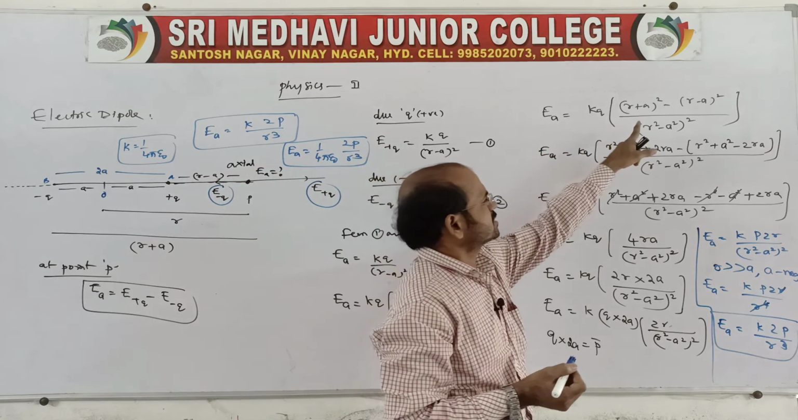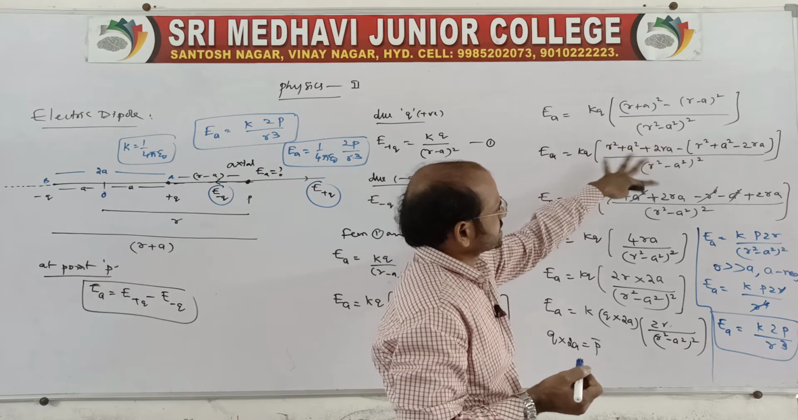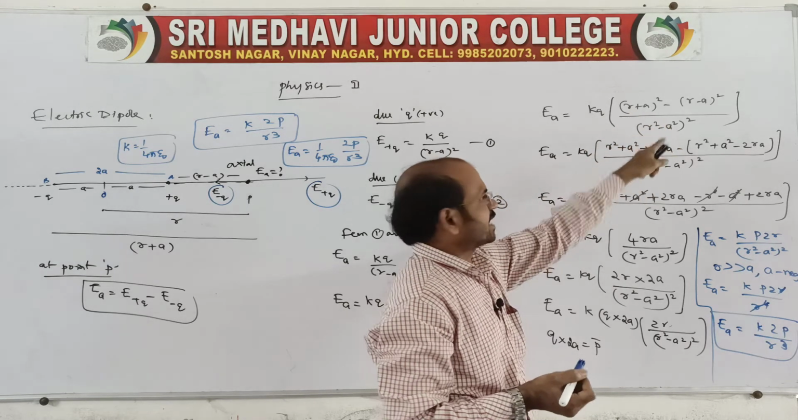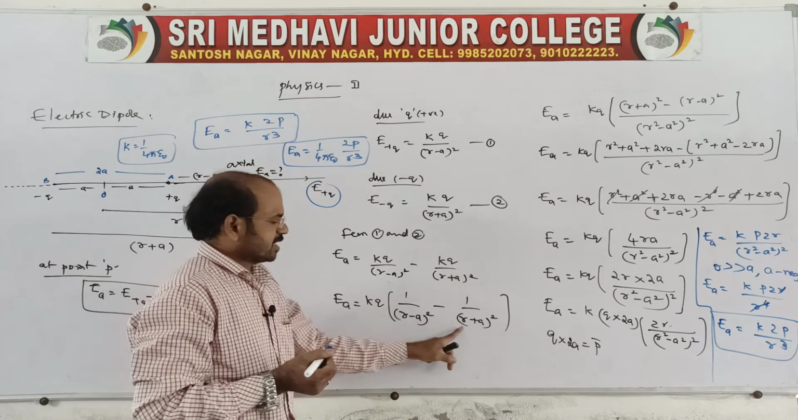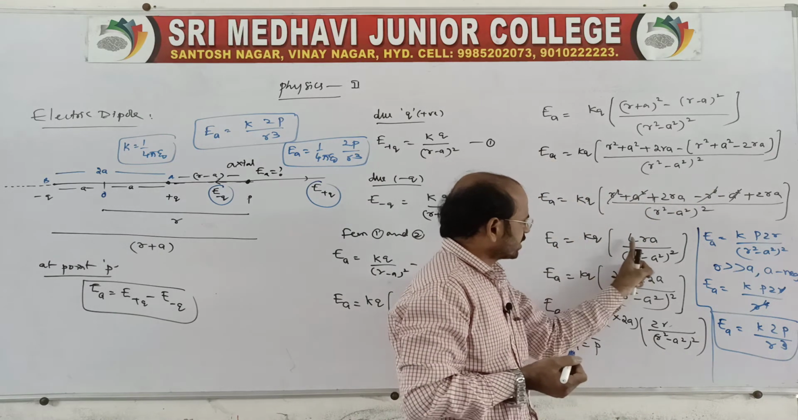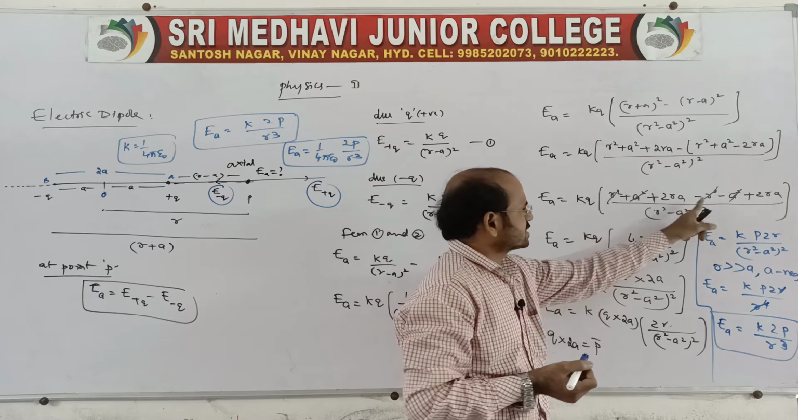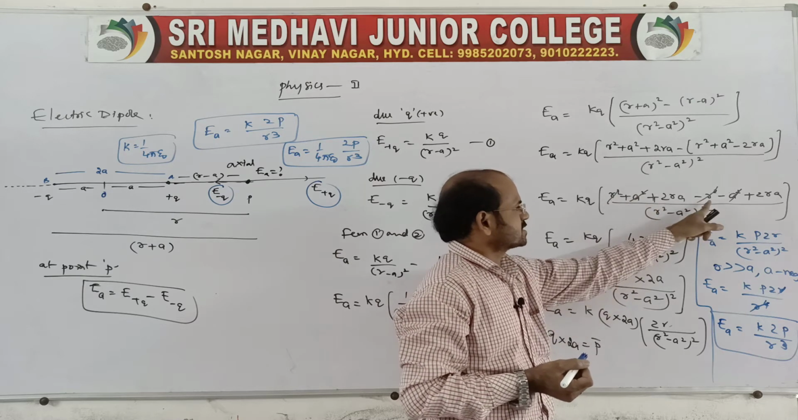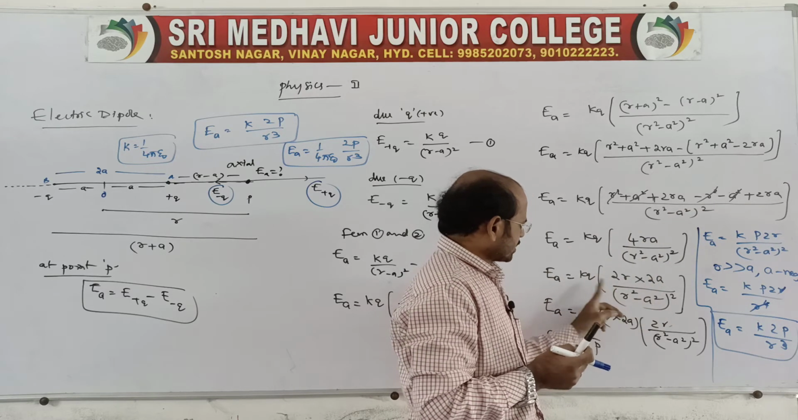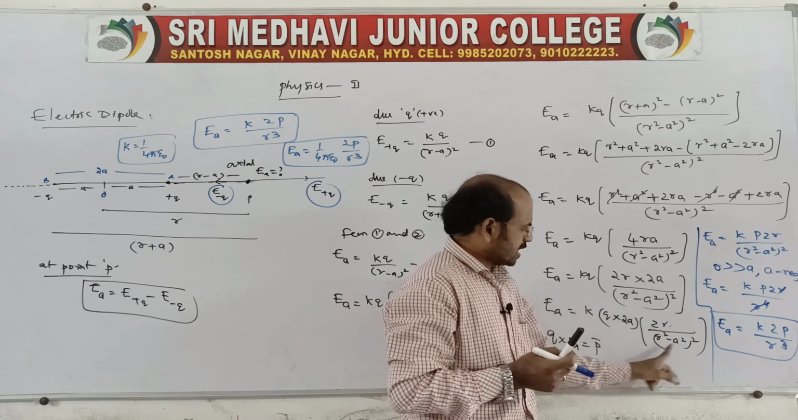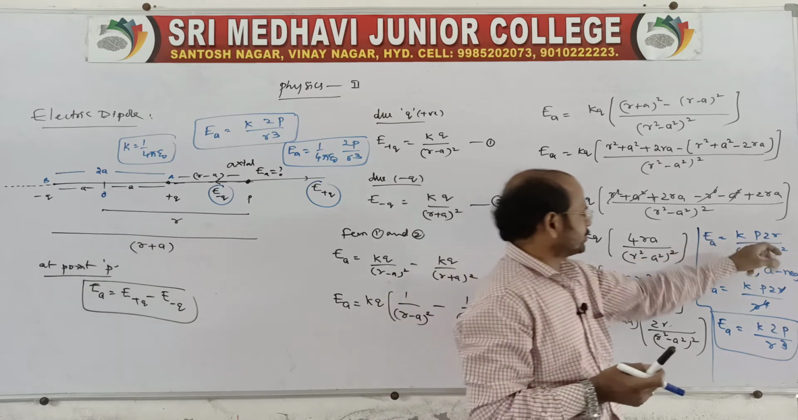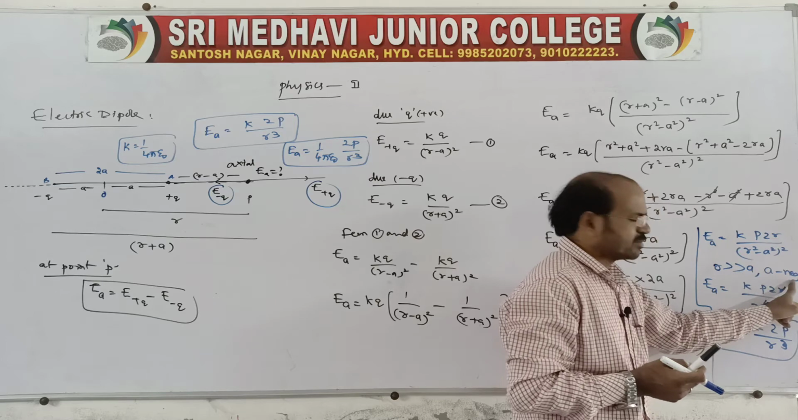Take the LCM and do the mathematical simplification, applying the a plus b whole square and a minus b whole square principle. Then (r minus a) whole square times (r plus a) whole square becomes (r square minus a square) whole square. After simplification, the same terms cancel and the like terms add. Then after adding we get kq into 2 times 2a by (r square minus a square) whole square. Here p is the dipole moment, that is q into 2a. Substitute here. Then, since r is very much greater than a, a can be neglected.